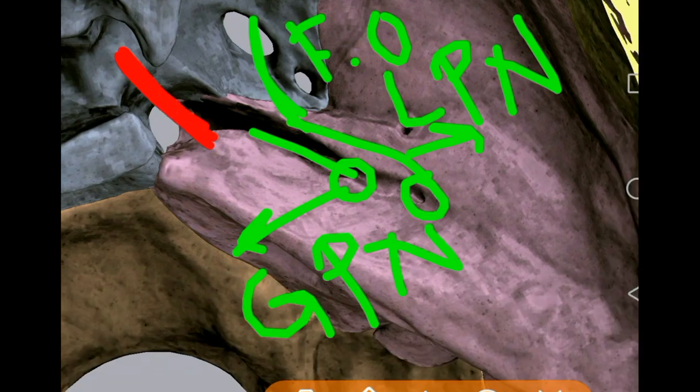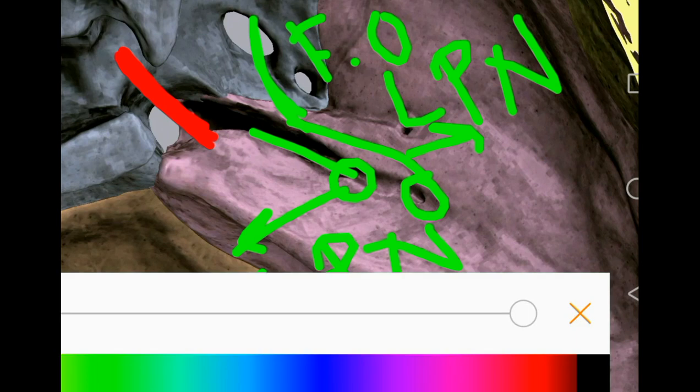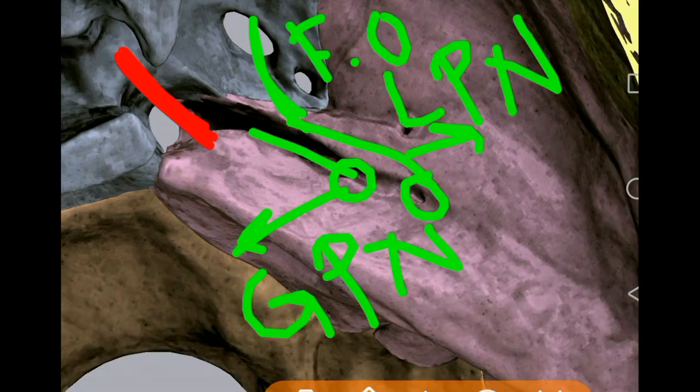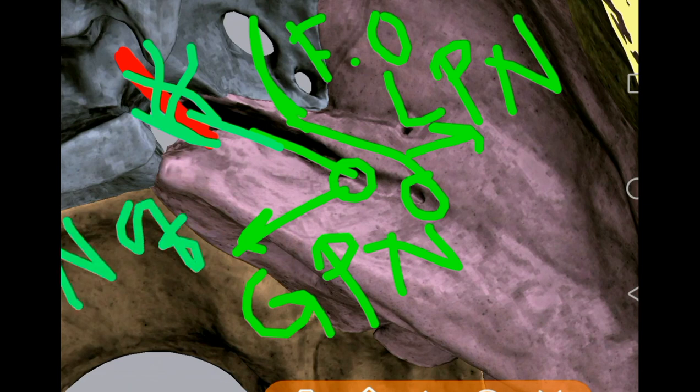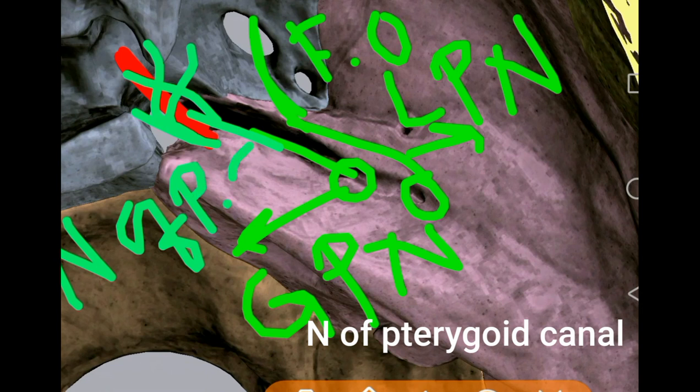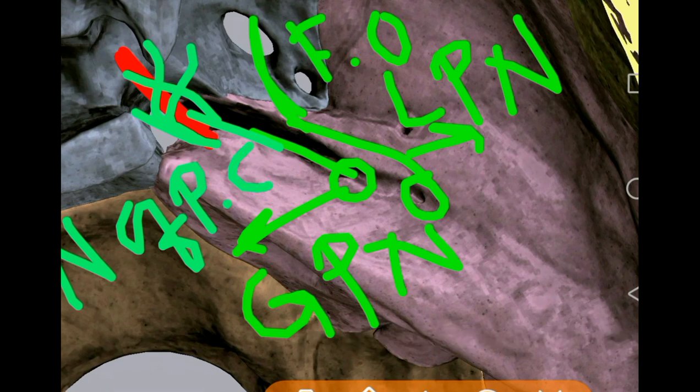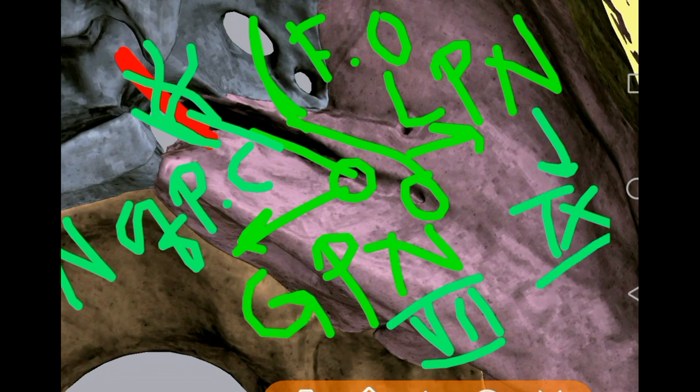Whereas the greater petrosal nerve comes through the greater petrosal foramen. It is a branch of the facial nerve and it joins with the sympathetic plexus around the internal carotid artery and forms the Vidian nerve, also called the nerve of the pterygoid canal, which supplies the lateral wall of the nose. So you can see the lesser petrosal, a branch of the glossopharyngeal, and the greater petrosal, a branch of the facial. So this is about the middle cranial fossa.